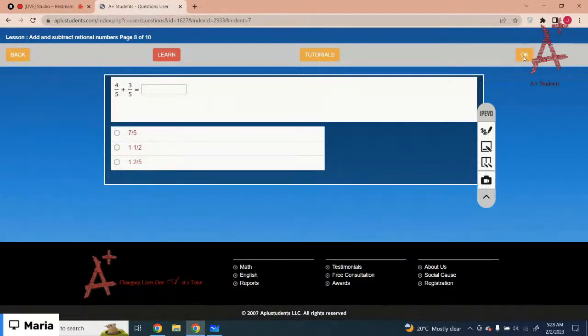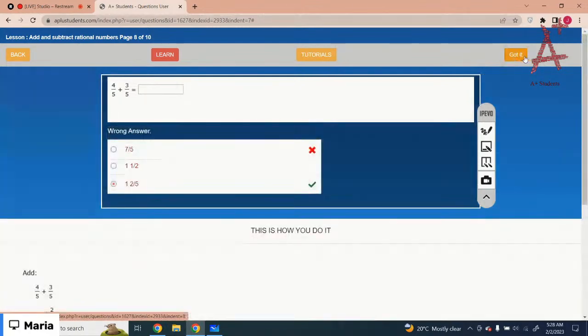Okay, the next one is 4 by 5 plus 3 by 5. So they have like denominators, so add their numerators. So it would be 4 plus 3. So 4 plus 3 is 7. So it is 7 over 5. So the correct option is 7 over 5. Yes, you can divide. So it would be then 1 whole 2 over 5. Got it?